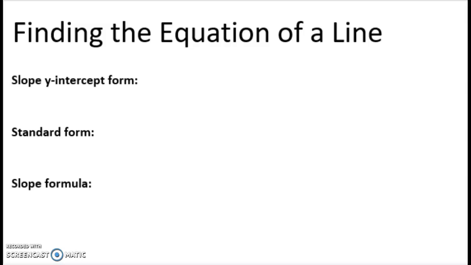Hey class, so today we are finding the equation of a line. So first definition, slope y-intercept form. That is y equals mx plus b, okay?